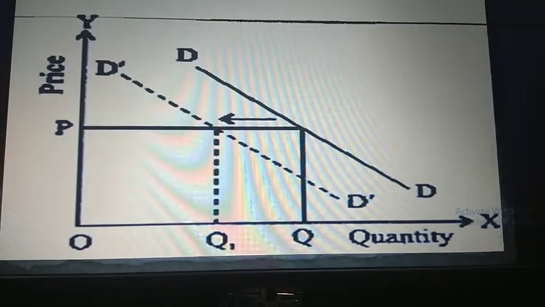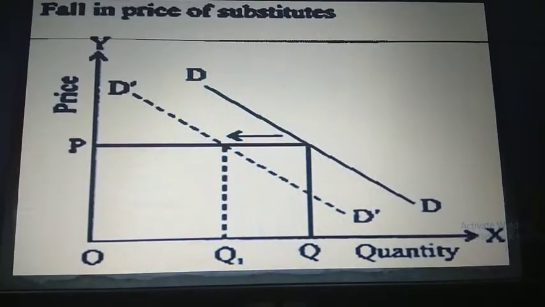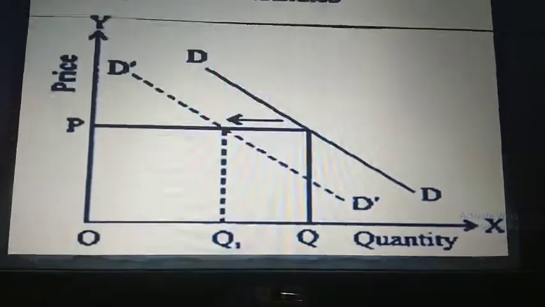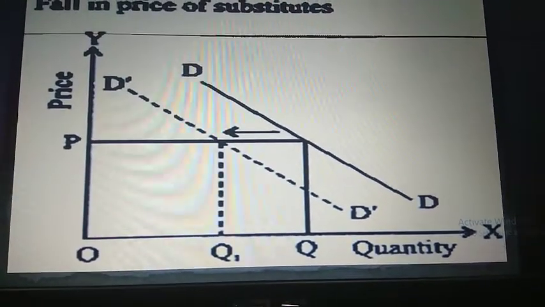So in the worksheets, if I give you these types of questions, you have to write these 3 points. Number 1, the meaning with example. Number 2, where does the demand curve shift? Number 3, what is the reason? That's it.